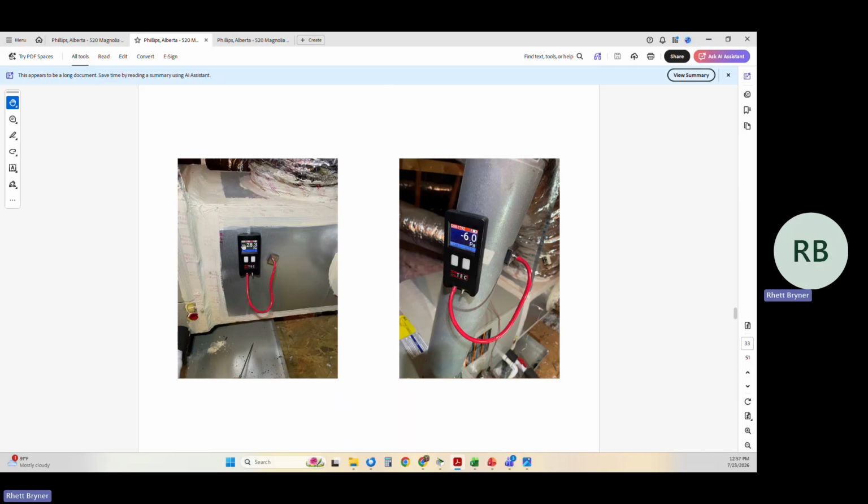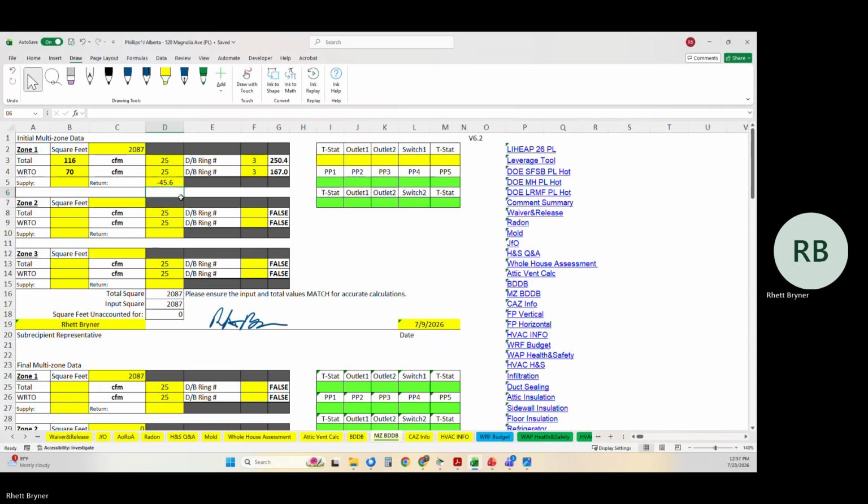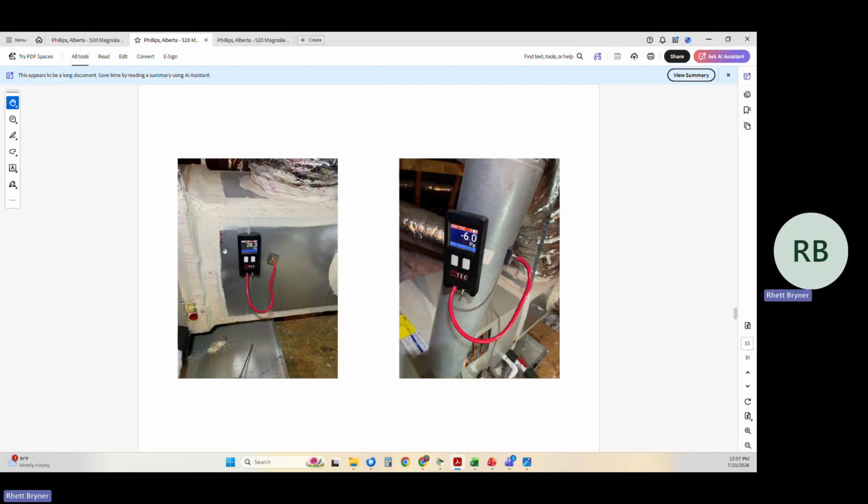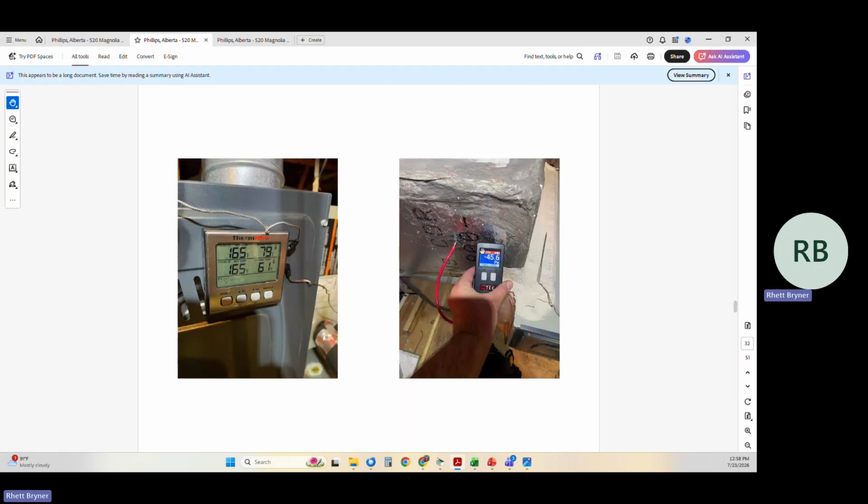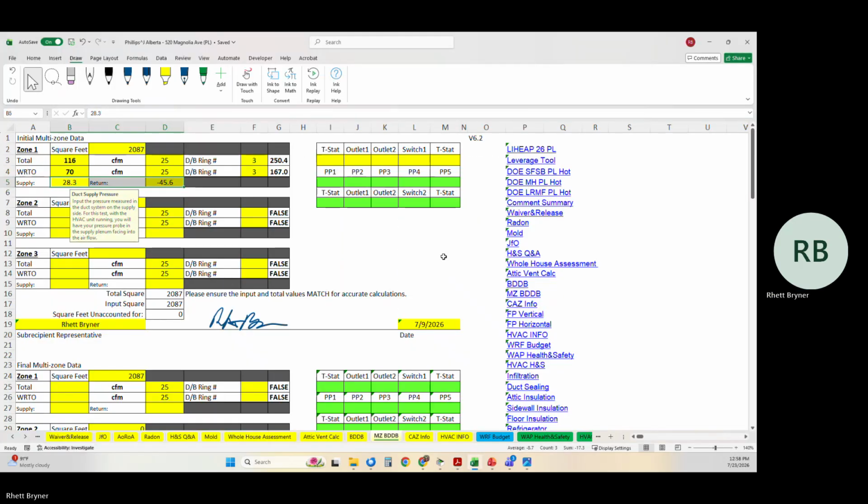And then usually right after that, there you go. That's the supply plenum. It'll be a large positive number. In this case, it's 28.3. So for that, we're going to put 28.3. So that's your operating pressures. That's with your system running, with your system turned on, the readings you get in the attic at the supply and return plenums. All right. Moving on.